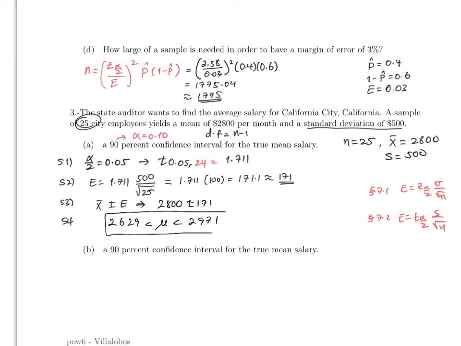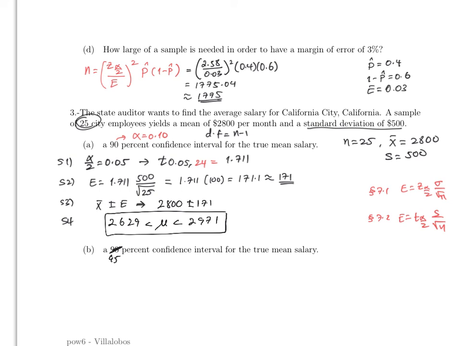And the explanation is that the state auditor is 90% sure that city employees made between 2,629 and 2,971 per month. That's it. Right. So now this one should be the same, except this is 95.